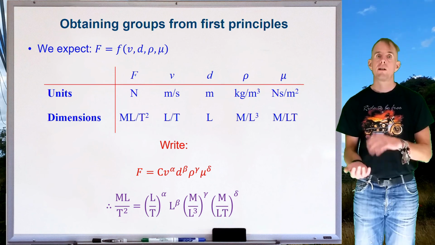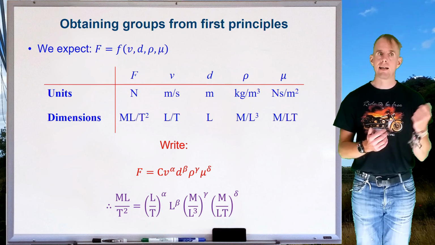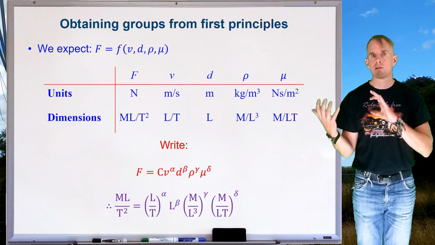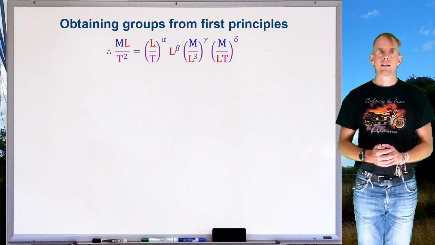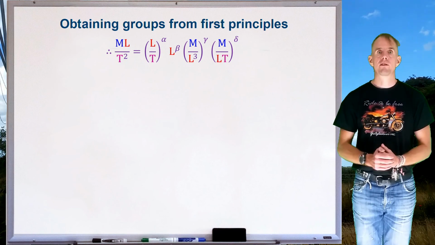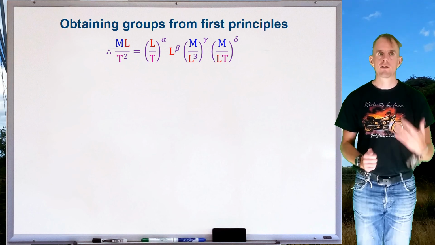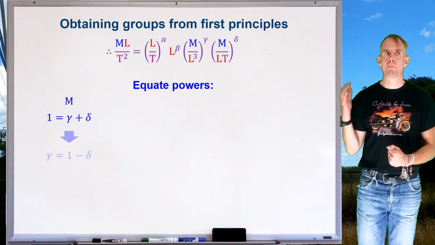So if I look at the indices of each dimension on the left-hand side, m, l and t squared, I can use that information to work out something about alpha, beta, gamma and delta. So let's do that. I've coloured each of the fundamental units here a different colour. Mass is blue, length is red, time is purple.